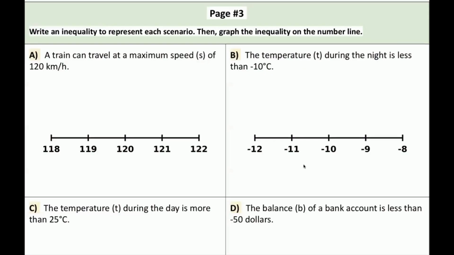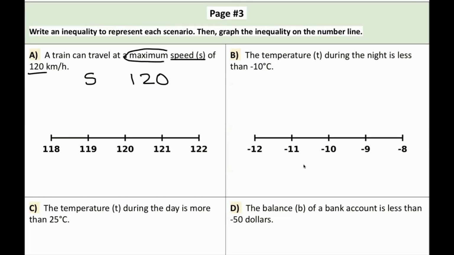Page 3, we're going to keep practicing the same thing. A says a train can travel at a maximum speed S of 120 kilometers per hour. Okay, so when we write our inequality, we know our variable is going to be S. So we can write S, and we know our number is 120. That's where our circle is going to go. We just need to figure out if it's open or closed.